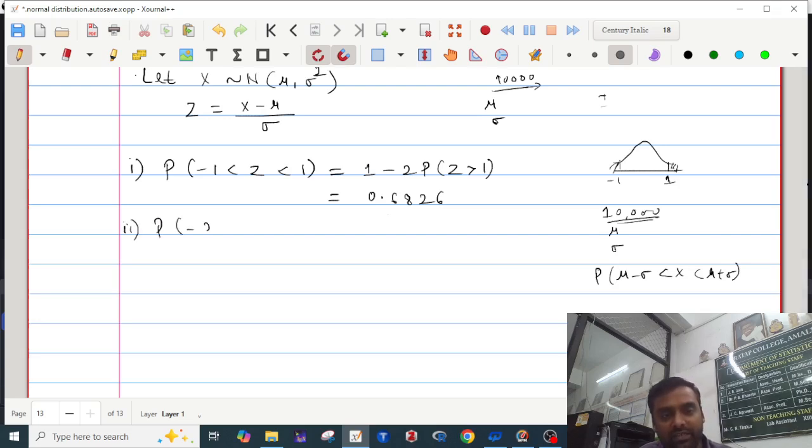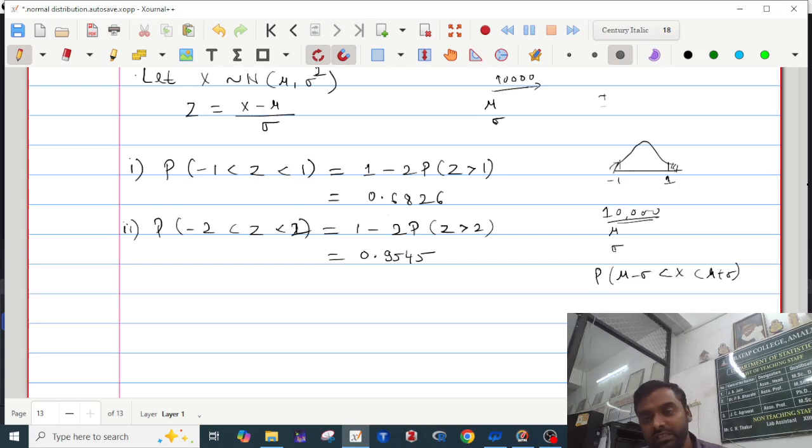Similarly, we can find the probability of minus 2 less than z less than 2. या स्टँडर्ड प्रॉबिलिटीज आहेत या कायमस्वरूपी लक्षात ठेवायच्या. This is 1 minus 2 times probability of z greater than 2. So this is equal to 0.9545. That is, 95.45% of observations lie between plus minus 2 sigma.